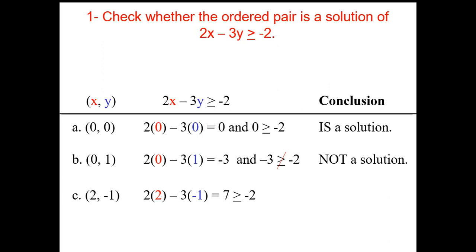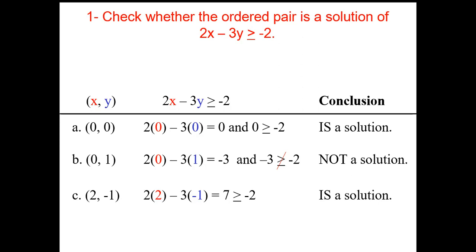So, is the ordered pair (2, -1) a solution? Yes, it's a solution because 7 is bigger or equal than -2. That's it. Okay? So this is how to check if an ordered pair is a solution. Why do we need this? We're going to see it in the remaining part.